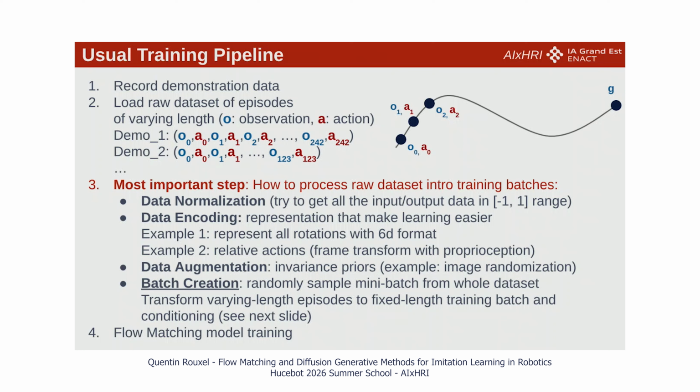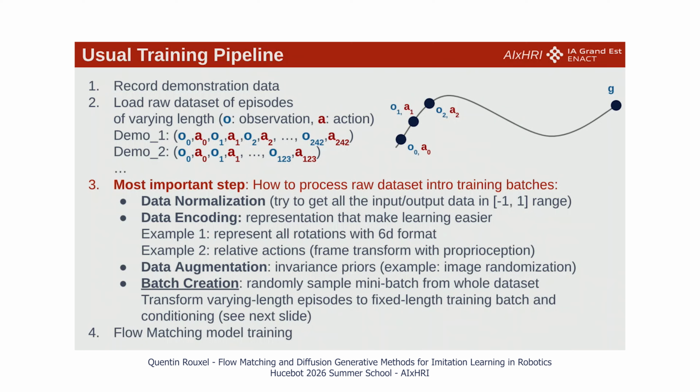Also, from your raw data, you sometimes need to change the representation of your data, doing some kind of encoding. The most classic example is rotation, and rotations are complicated. They could be axis angle, quaternion, rotation matrix. The representation that works well with learning is usually a 6D format, which ends up being the first two columns of the rotation matrix. There's a classic paper about that, but again, changing your representation of data is an important step.